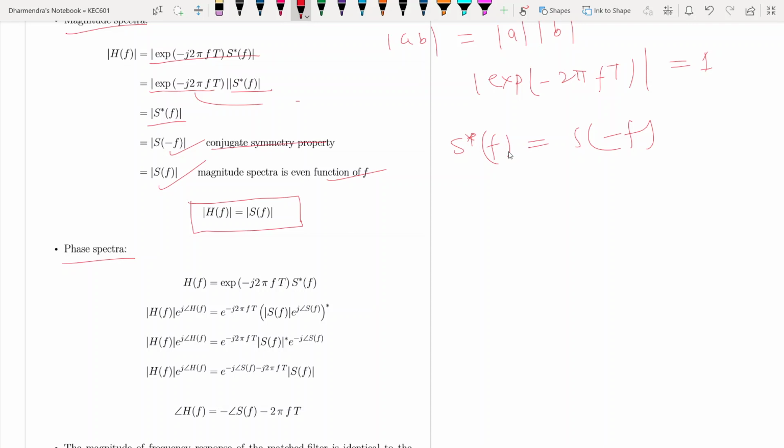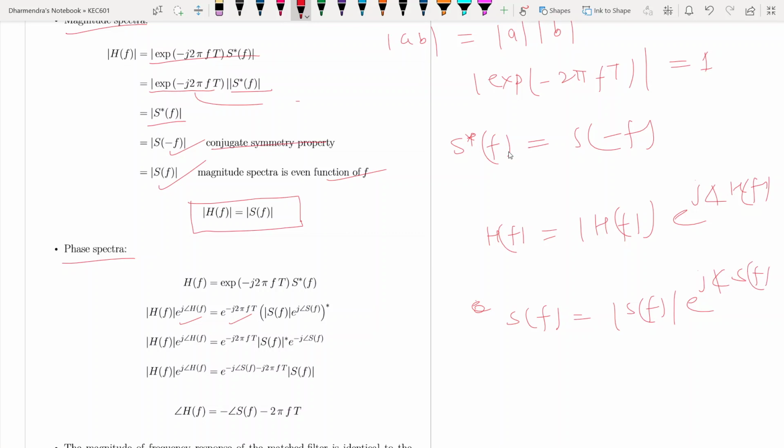Because I can write this H of f as the magnitude of H of f times exponential j angle of H of f. Sometimes I write e power, sometimes exp, for convenience; both are the same thing, both represent the exponential. Okay, this will be this. Similarly, S of f can be written as the magnitude of S of f times exponential j angle of S of f. Okay, so conjugate.